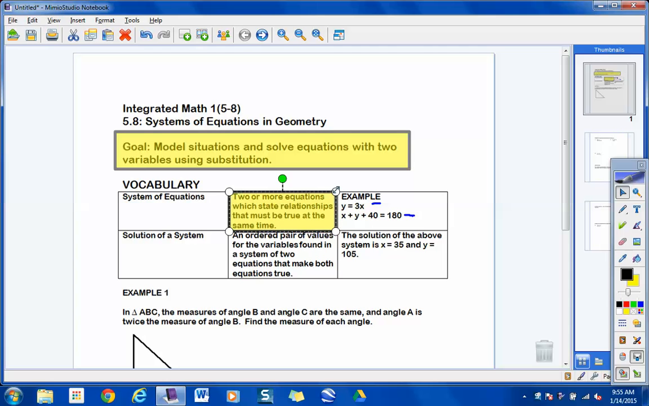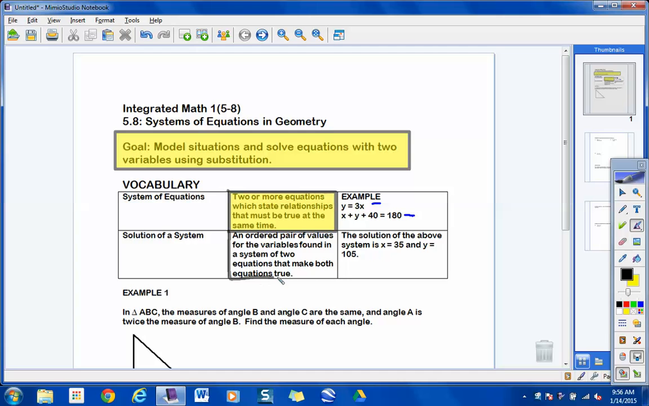Okay? So what you need to understand is this. It's two or more equations. We're only going to be talking about two equations today, which state relationships that must be true at the same time. What it really is, is two equations with how many unknowns? How many variables are in each? Two. Two equations, two unknowns. In this case, we're going to have to solve for an x, and we're going to have to solve for a y. Now, the solution of a system is simply an ordered pair of values for the variables found in a system of two equations that makes both equations true at the same time.